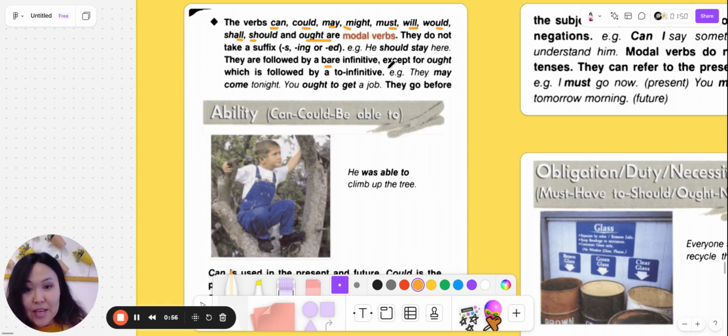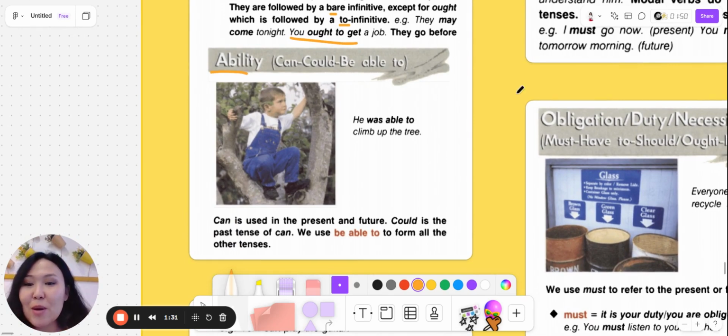Also, they are followed by a bare infinitive. A bare infinitive: he should stay, I can go, I must go, except for ought, which is followed by a to-infinitive. So ought is usually used with to. They may come tonight. We don't see any to-infinitive here, it's a bare infinitive. But if we are talking about ought, it's you should, you ought to get a job. So then let's talk about the functions they play, when we can use them.